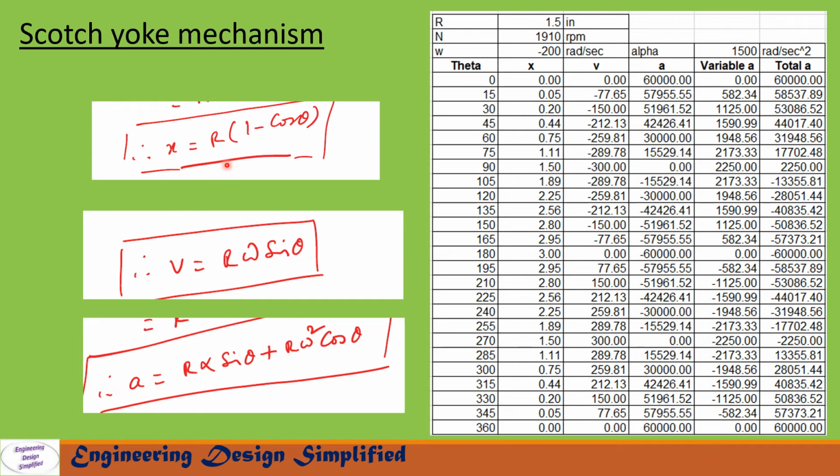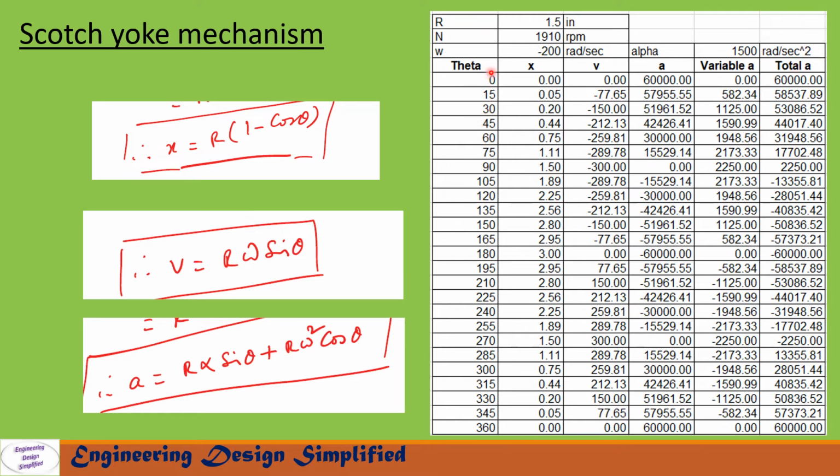After having derived equations for displacement, velocity and acceleration of the plunger, let us solve a problem using Microsoft Excel. In this problem, we have considered crank length r equal to 1.5 inch. Speed of the crank is 1910 rpm. This rpm can be converted into angular velocity omega as 2 pi n by 60, so that will become 200 radians per second. Here we have taken minus because it is counterclockwise. Angular acceleration alpha, clockwise, positive, we have taken as 1500 radians per second square.